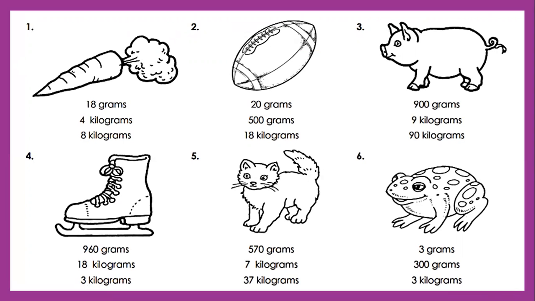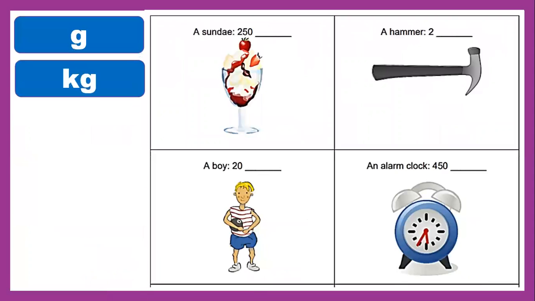If the frog is bigger, you have to choose kilograms. If the frog is small, you can say 300 grams. But you can't say 3 grams, like 3 papers. So you have to choose gram or kilogram. We have the ice cream, it can be 250 grams. The hammer, the metal is heavy, so you have to choose kilograms. A boy is 20 kilograms, and the alarm clock is a light object, so you have to choose grams.